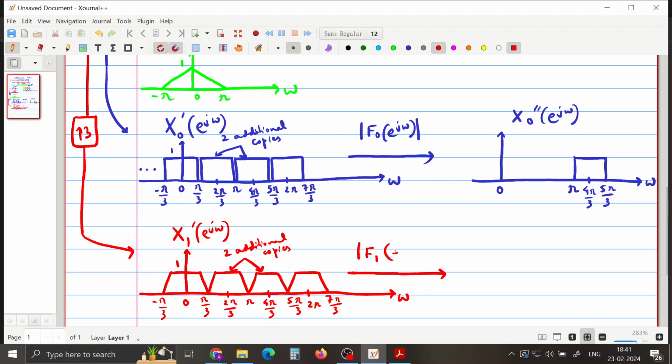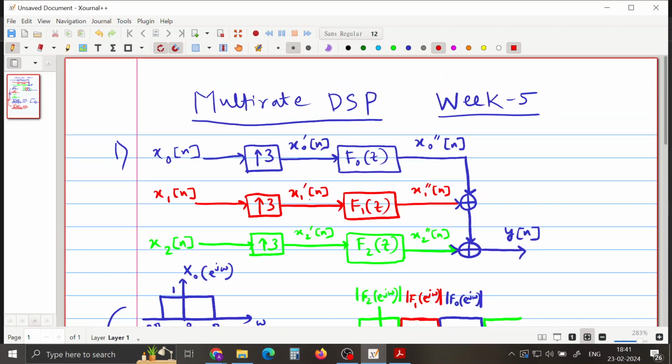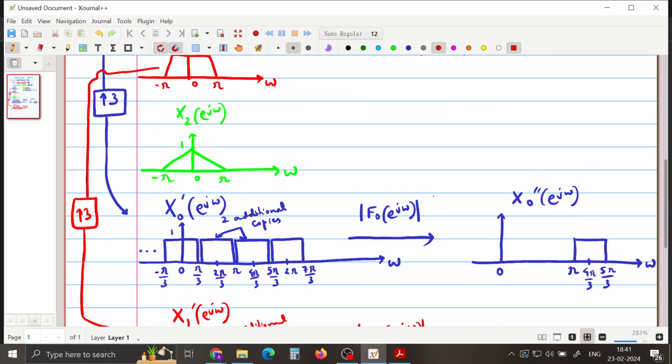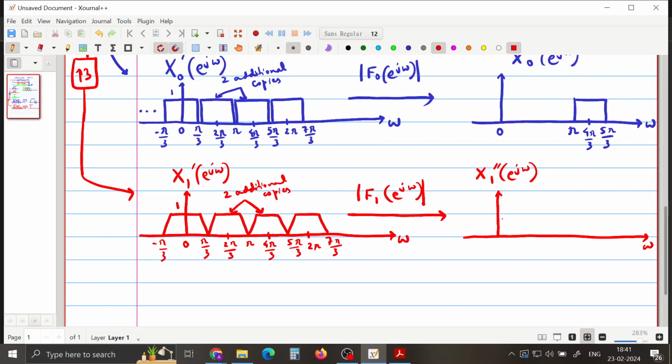So now this one is passed through the filter F1 of z or F1 of e power j omega. We are looking at the second branch basically. So this second branch, x1 prime of n, is filtered through F1 of z to give me x1 double prime of n. So this filtering will give me the spectrum for x1 double prime of e power j omega. Now tell me, what does this spectrum look like?